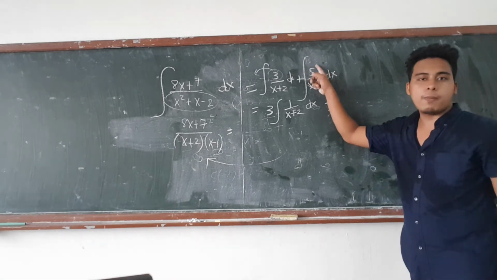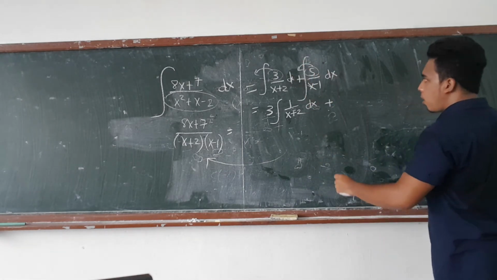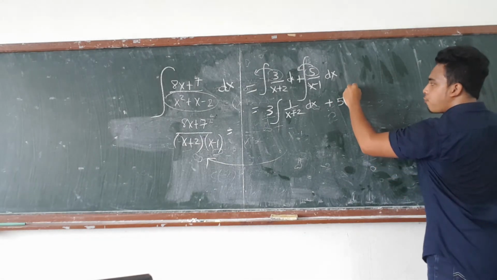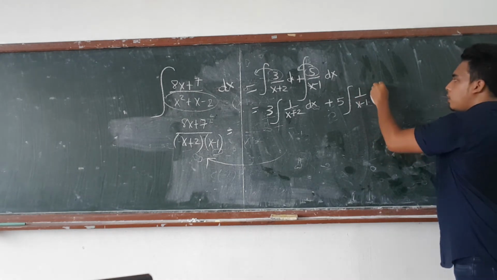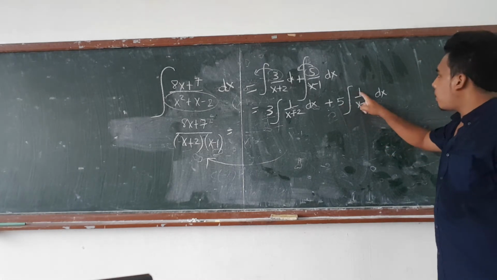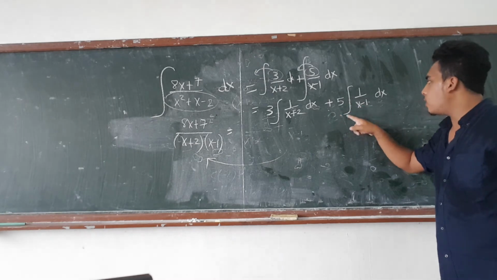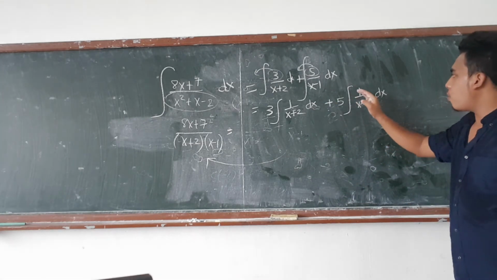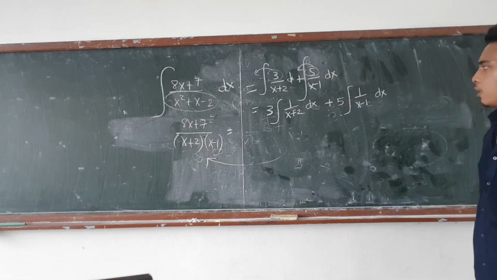Since 5 is a whole number, we distribute it outside of the integral. So 5 integrate 1 over x minus 1 dx. Okay? 5 times 1 is 5, then the denominator of 5 is 1, and 1 times x minus 1 is x minus 1. So 5 times 1 over x minus 1 is the same as 5 over x minus 1.